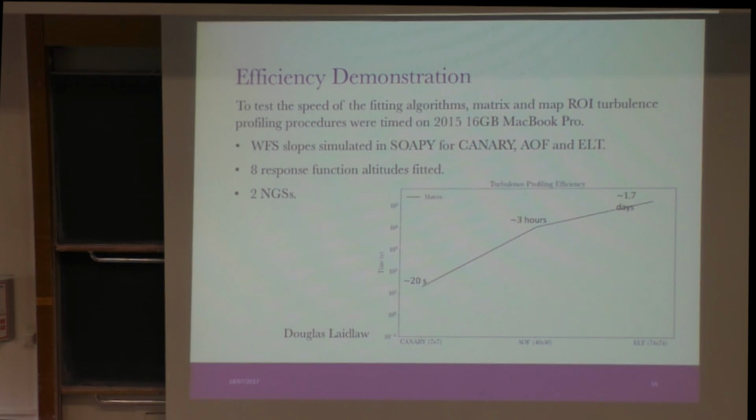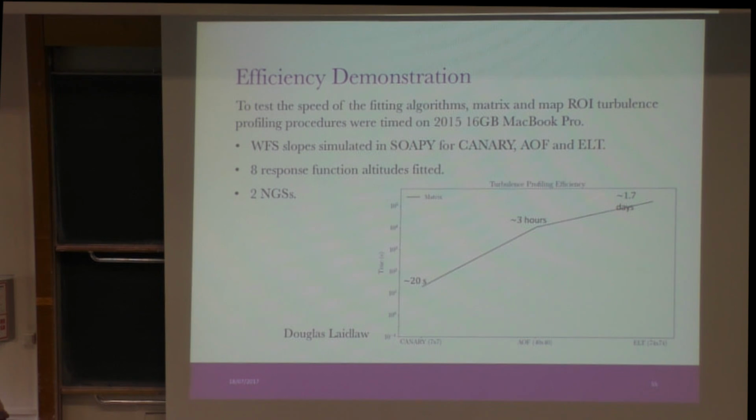So in terms of the time that this takes to calculate, this is what my student did. With the usual way of the full covariance fitting, on the Canary scale, which is 7 by 7 on a 4.2 meter telescope, you can do that in 20 seconds, that's a good time. You can afford 20 seconds. On an AOF facility, the UTs, which are 40 by 40, that takes 3 hours. That's the problem. And this is on his laptop, so it's not a big workstation or anything.